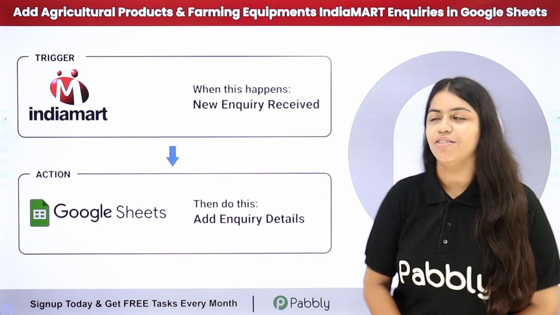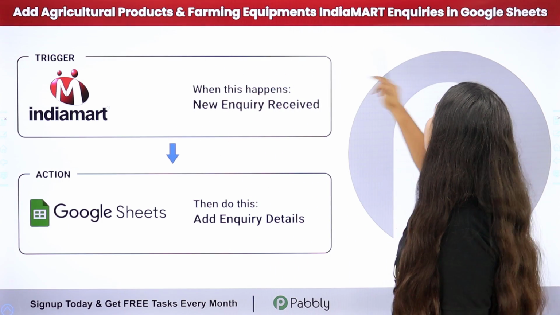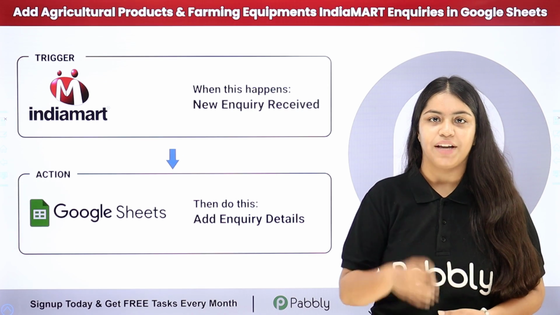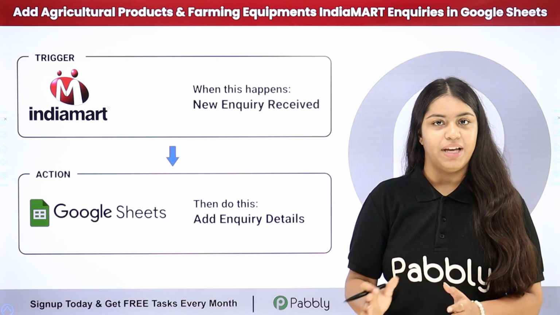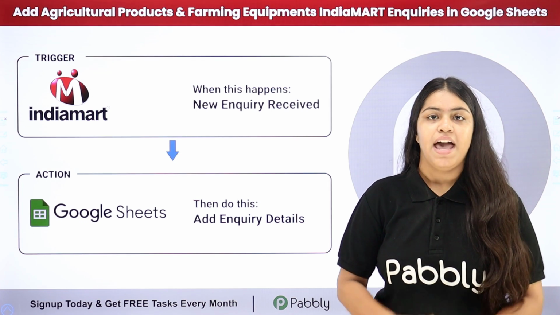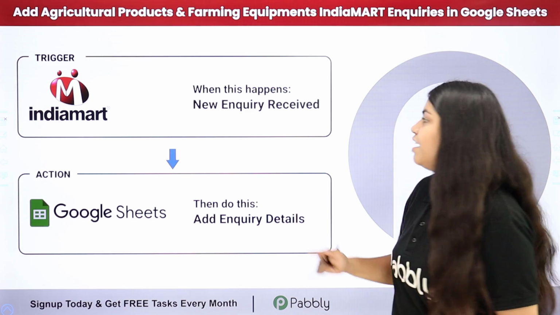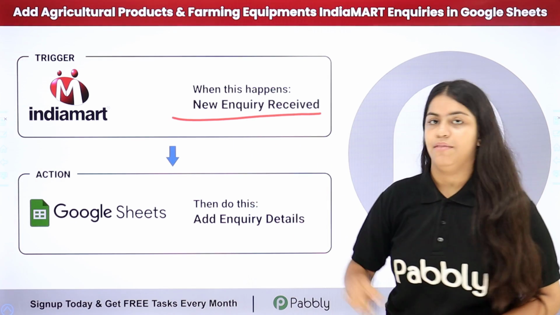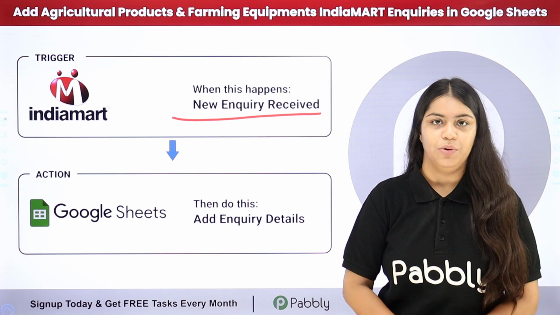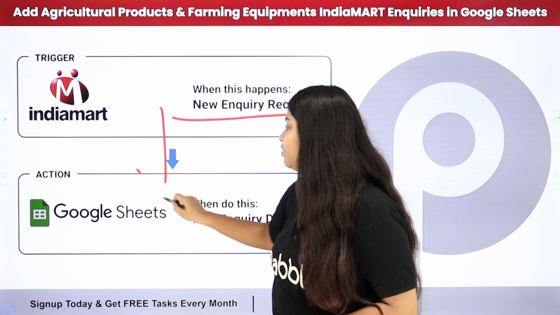So in this video, we are going to understand how to add agriculture products and farming equipment IndiaMART Enquiries in Google Sheets. Are you also running a business related to agriculture products or farming equipment? Then this video is definitely for you. I'm doing the same and I use IndiaMART to sell my products online. Now what I want is that as soon as a new inquiry is received in my IndiaMART, automatically the details of that inquiry should be added to my Google Sheets. For this, we are going to create a connection between IndiaMART and Google Sheets.